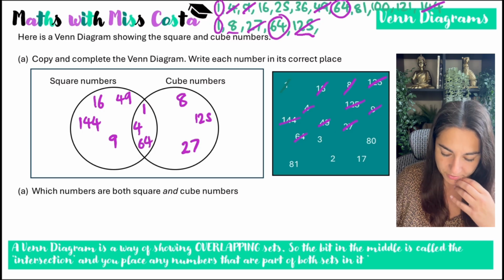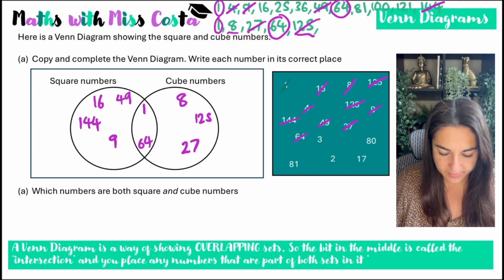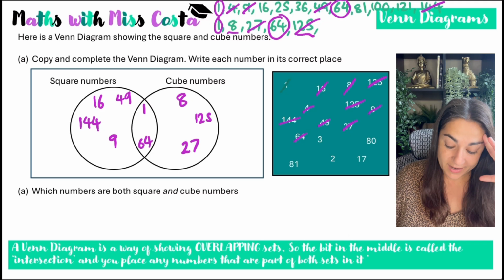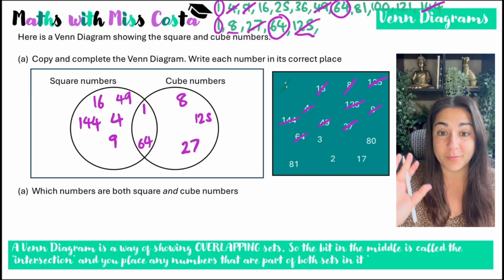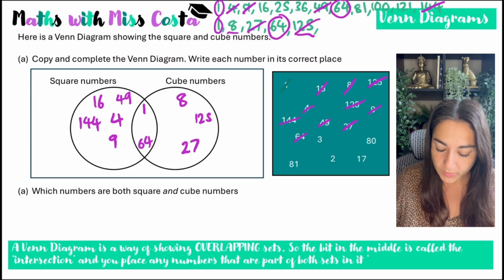Oh my goodness, did I put 4 was in both? Okay, 4 is not a cube number, so 4 is just going to go in the square number column. Apologies if that confused anyone.